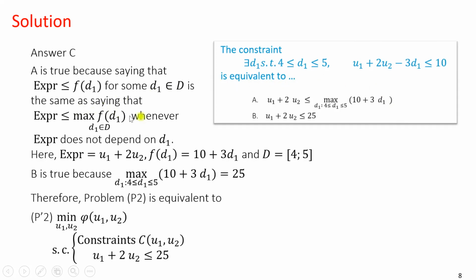And then we have the general pattern that says that an expression is less than f of D1 for at least some D1. This is equivalent to saying that the expression is less than or equal to the max of f of D1. So that gives the first formulation, U1 plus 2U2 is less than this max. And here, same as before, the max is easy to compute, is obtained for D1 equal to 5, and that gives us the second constraint here. Therefore, we see that the problem is equivalent to a form where we have removed the disturbance variables and the quantifiers here.